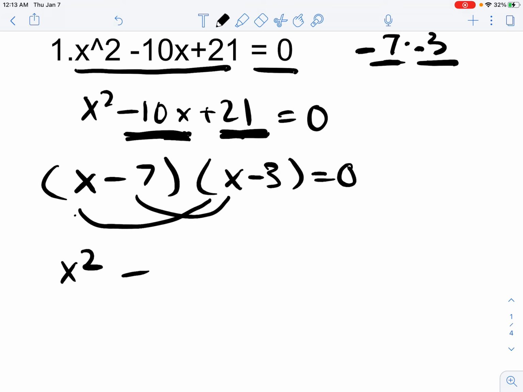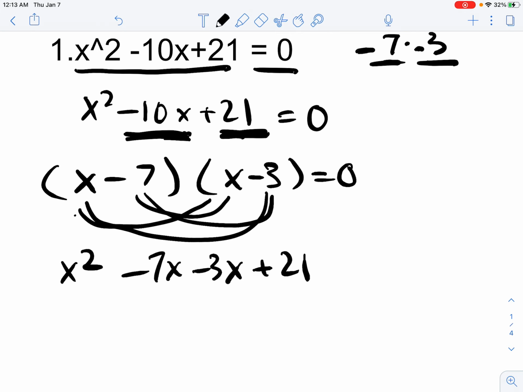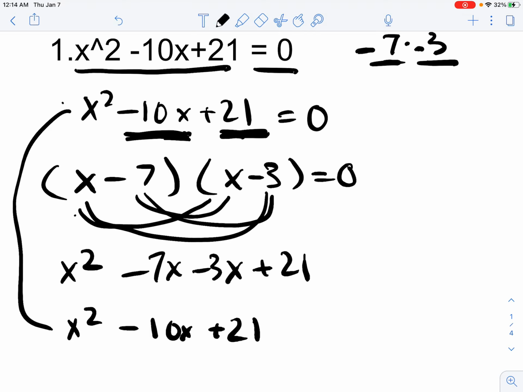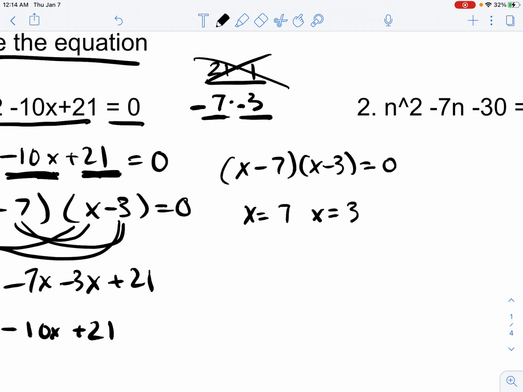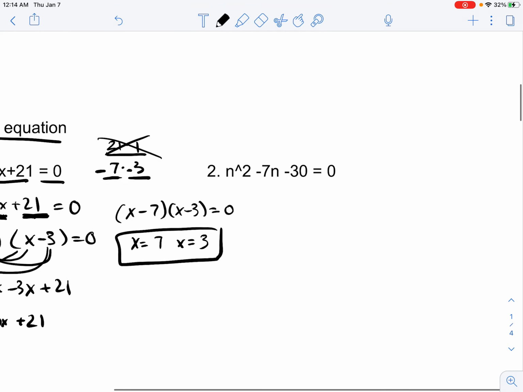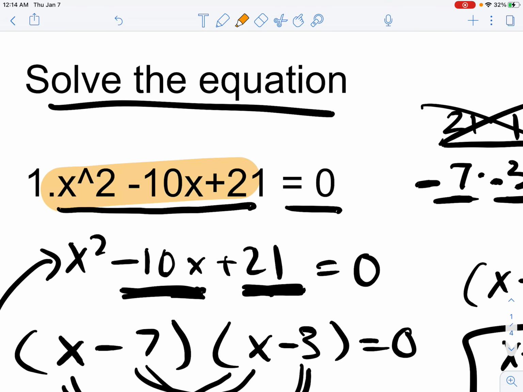Now, if we FOIL it out to check our work, x times x is x squared. Negative 7 times x is negative 7x. Negative 3 times x is negative 3x. And negative 7 times negative 3 is plus 21. Does that equal this equation? Yes, it does. X squared minus 10x plus 21. So this is the same thing as this. So with that information, we know that x minus 7 times x minus 3 is equal to 0. In that case, x is equal to 7 and x is equal to 3. And those are your two solutions for this equation.